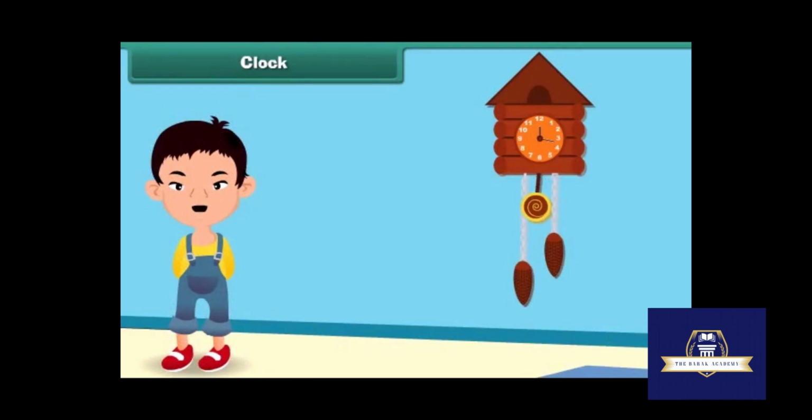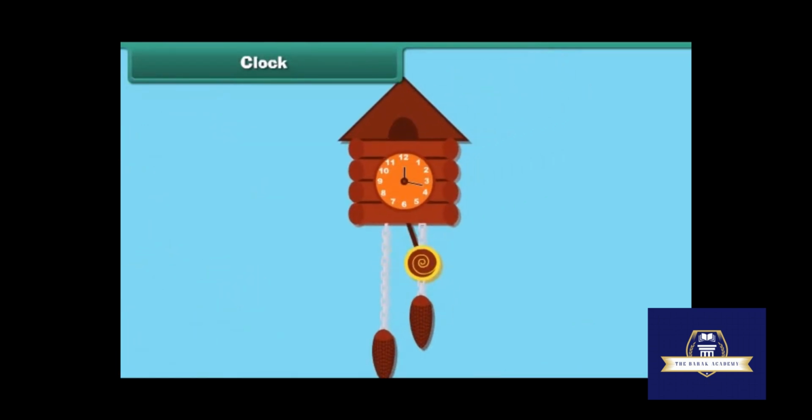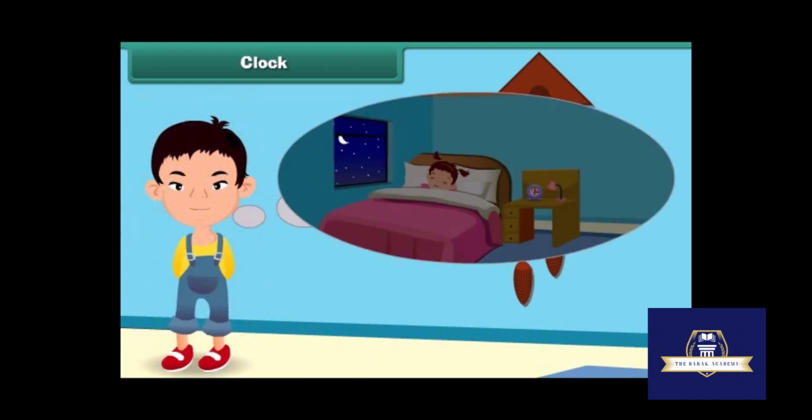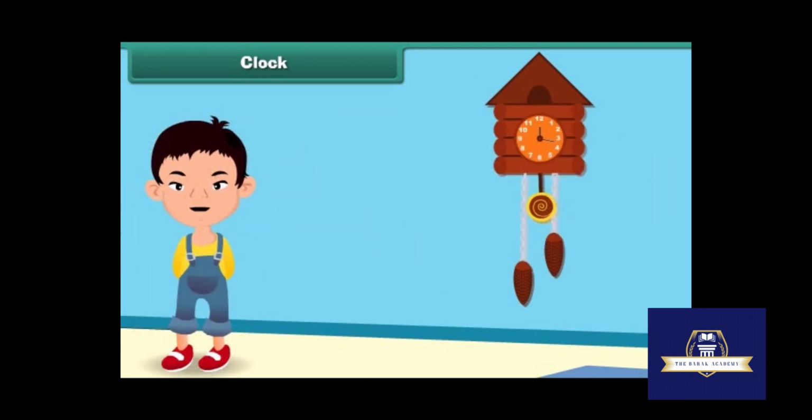As the nursery rhyme says, tick-tock goes the clock, hanging on the wall. Tick-tock goes the clock, telling the time to all. Tick-tock goes the clock, it's time for you to go to bed. Tick-tock, tick-tock, tick-tock, sounds the clock.